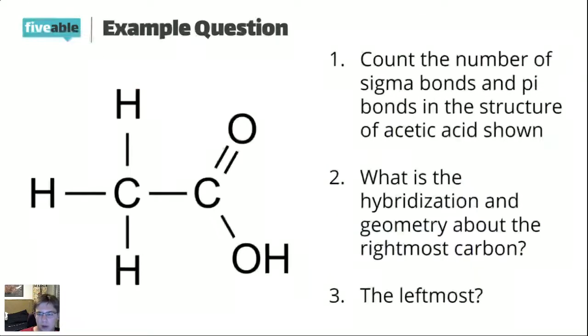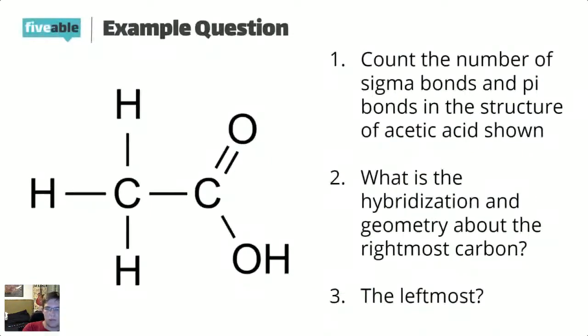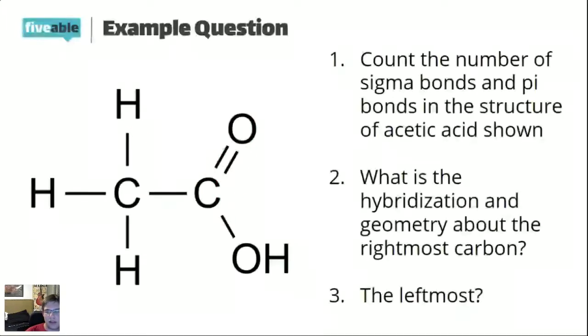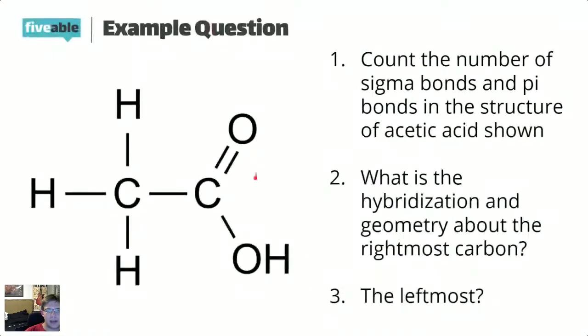So here's a quick example question, based off what we just talked about. The first part is to count the number of sigma bonds and pi bonds in the structure of acetic acid shown. A single bond will be a sigma bond, and when we're looking at a double bond, we'll have a sigma bond, and then that second bond is a pi bond. You can only have one sigma bond per bond because you can't have multiple directly overlapping orbitals. So the other part will be a pi.